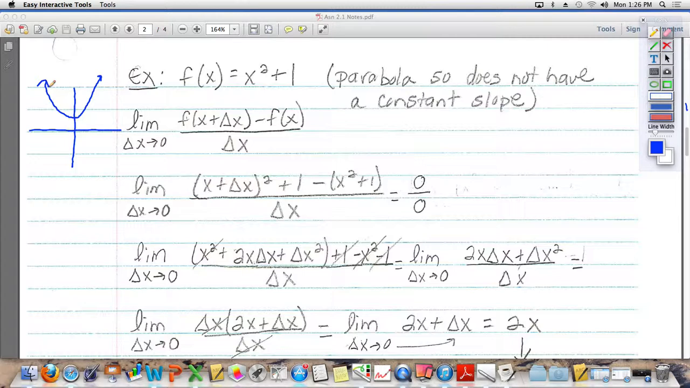So the limit as the change in x approaches 0 is going to be, all right, please make sure you're hearing me out here. This right here is the original function, x squared plus 1. But the x value is being replaced with x plus the change in x squared plus 1. So in other words, this is y2, the second y value, minus the first y value.